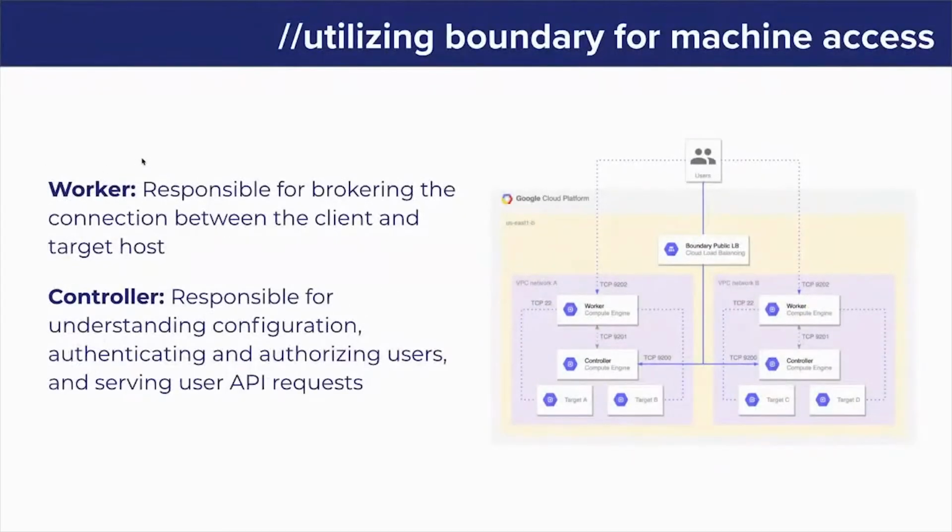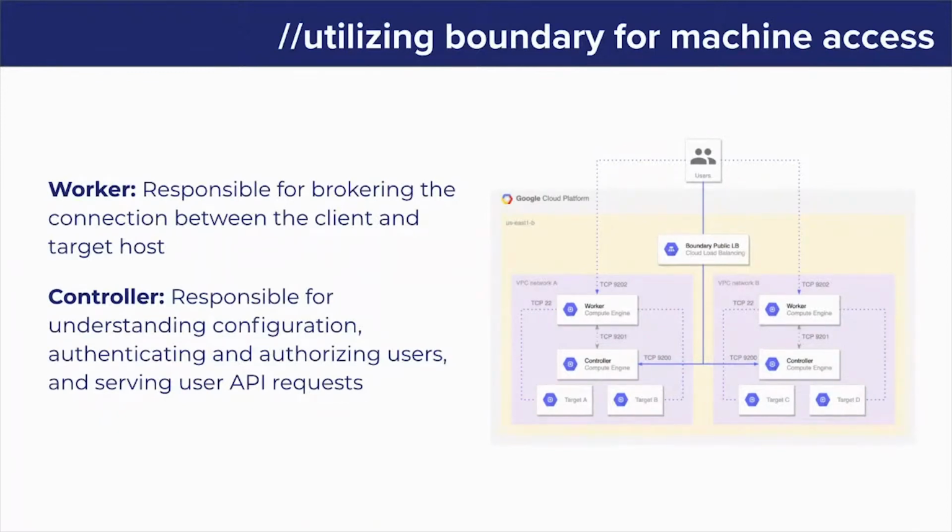So, utilizing Boundary for machine access. What we want to talk about here is the architecture of what Boundary looks like. Actually, first let's talk about what the servers look like in Boundary. Boundary has two types of servers: a controller and a worker.